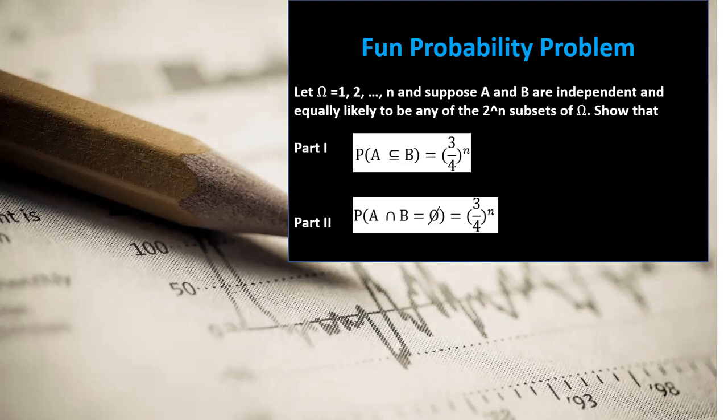Then Part 2 is if A intersect B equals the empty set, what is the probability for that? It's the same thing, it's (3/4) to the nth power. Wow. Okay, so in this video, let's take a look at Part 1 first.